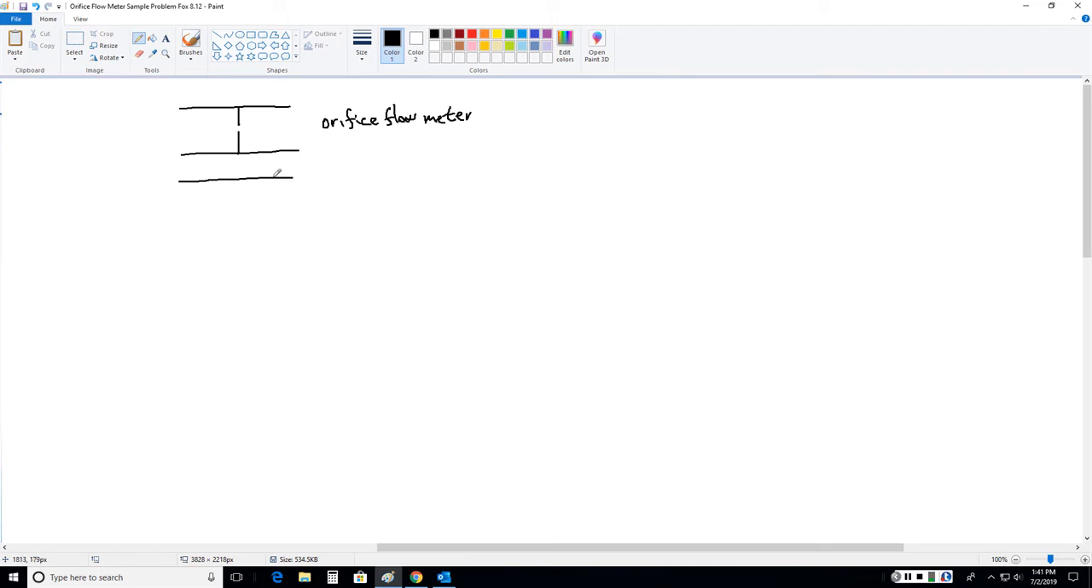The second one is known as a flow nozzle. That one has a little bit of a curve. There you go. Flow nozzle. And the last one is known as the Venturi. Very smooth.